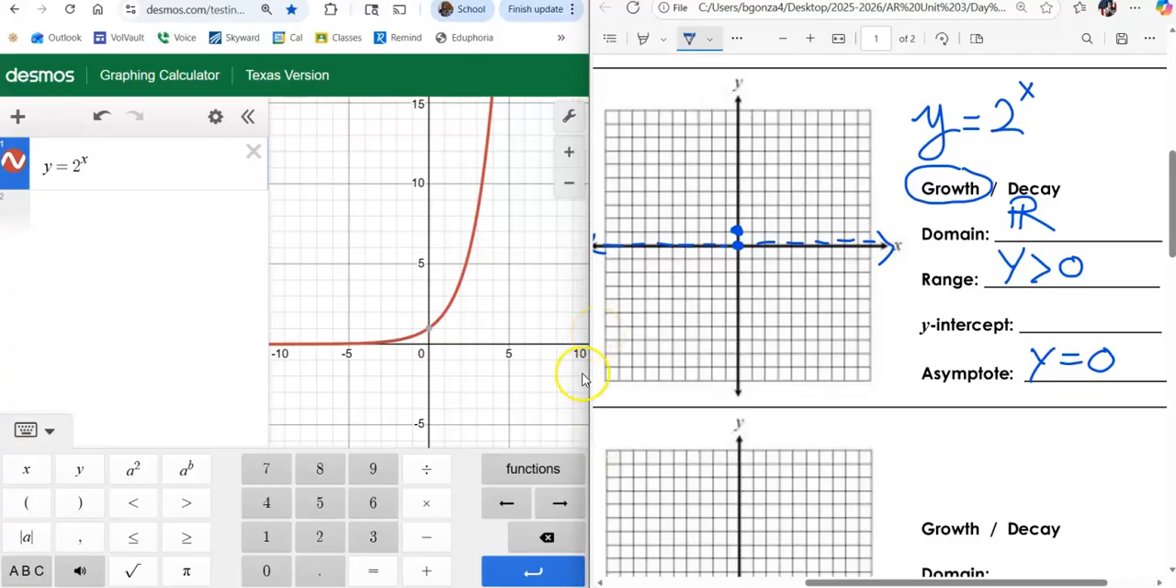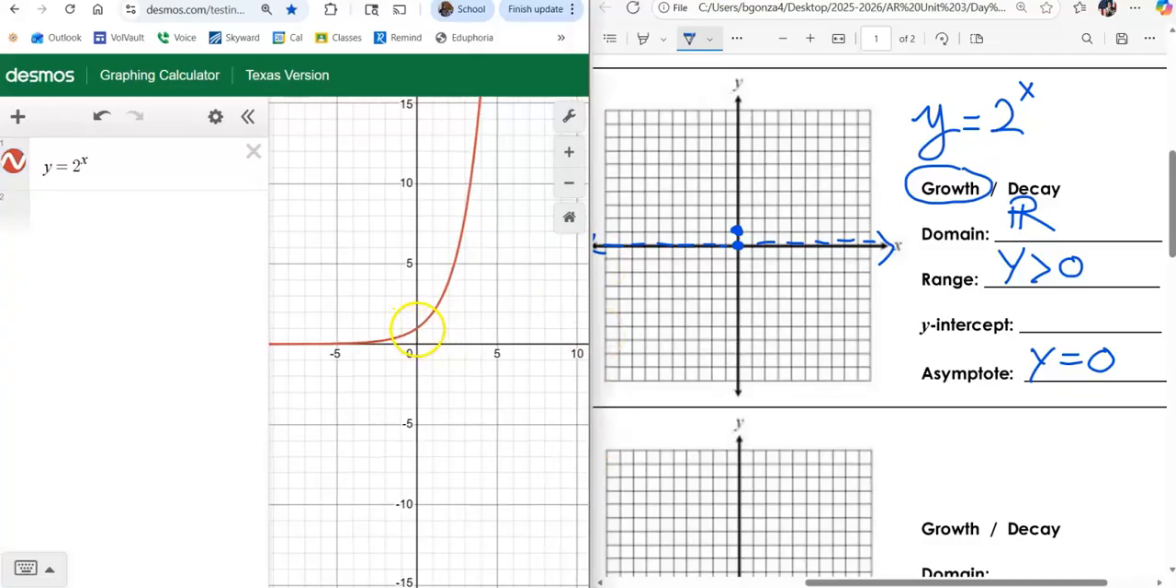And then what is my y-intercept? That's the first thing I noticed. The first thing I noticed was this y-intercept. You can click it. It's 0, 1. And here's what you're going to do. You're just going to sketch through that 1 without touching the 0.